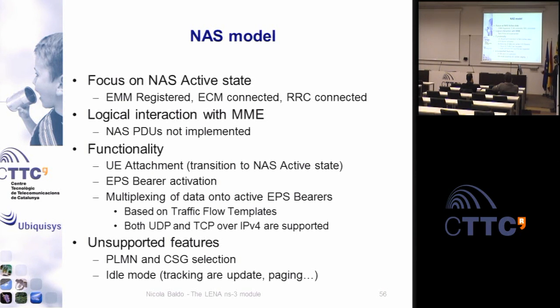And the functionality that our model implements is basically the initial attachment, so when you start the simulation and tell one UE to get connected, and the activation of EPS bearer. The other important feature that is implemented is the multiplexing of data, so IP packets, onto different radio bearers. And this is done using traffic flow templates. So you can set up specified templates when you specify the simulation topology. And of course you can configure different applications to use different UDP and TCP ports. And these, together with the IP addresses that you assign in the simulation, can allow you to differentiate traffic on different bearers.